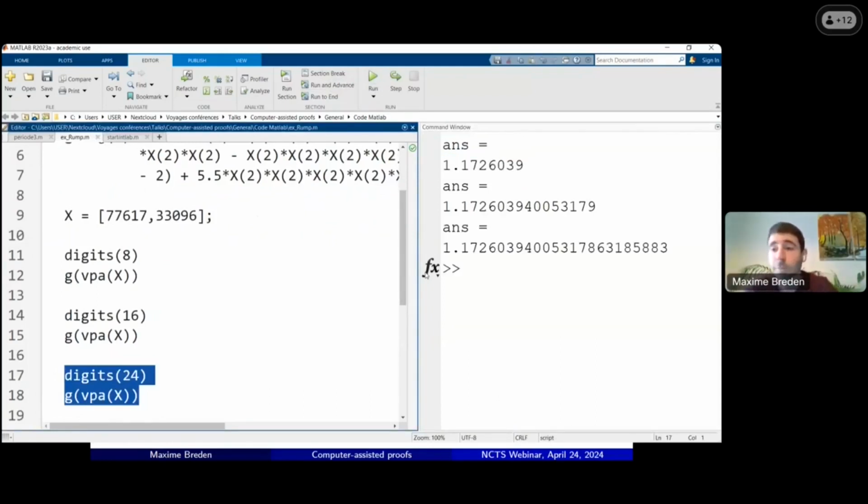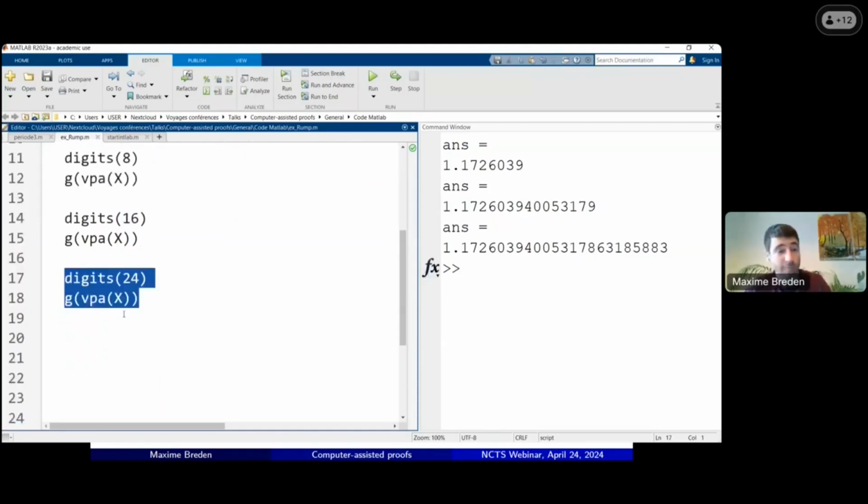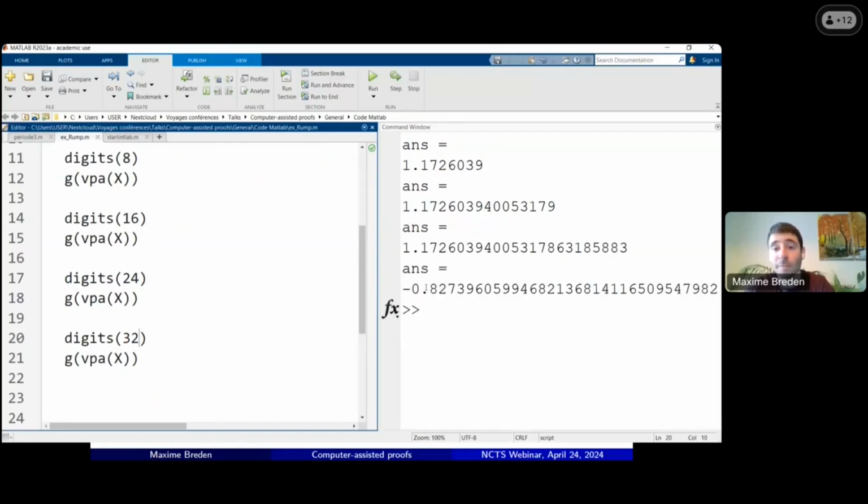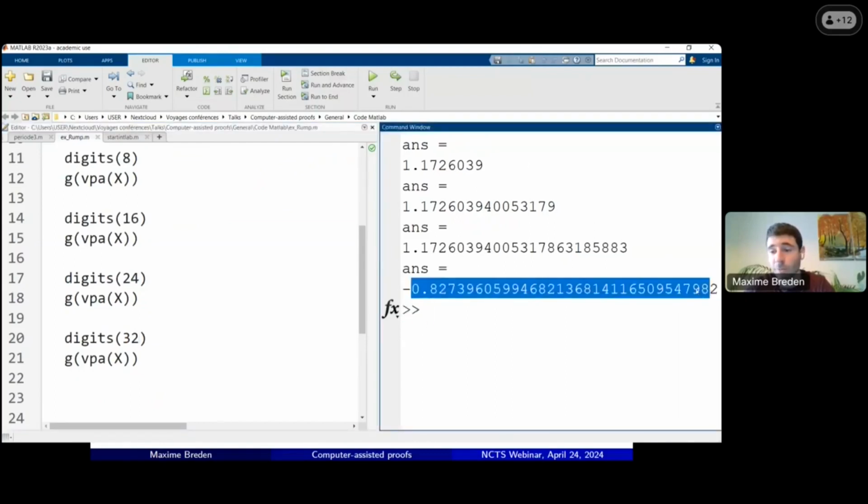Okay. Still fine. So now probably you would be willing to state very convincingly that g of ab is indeed positive. But in fact, if I keep increasing the precision, this is what I get. Unfortunately, this is the correct answer, up to maybe the last digit. So here the rounding errors really got me into trouble until I had enough precision.